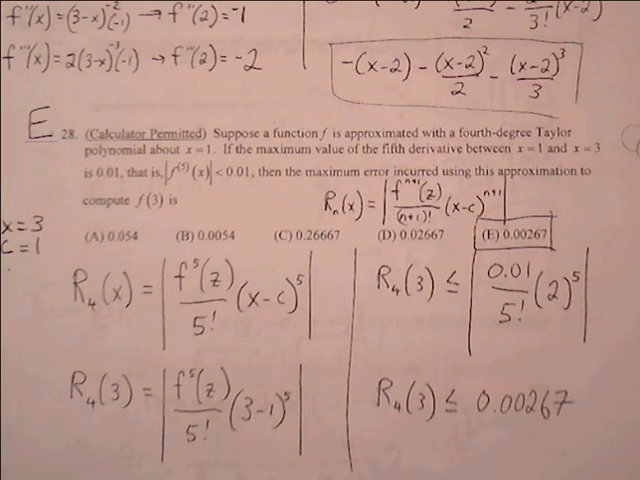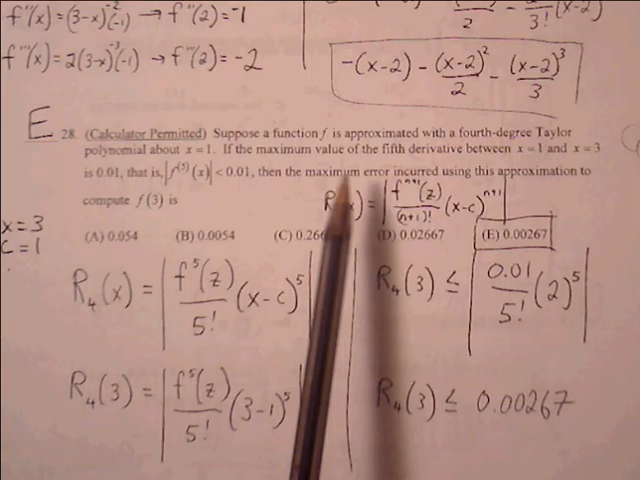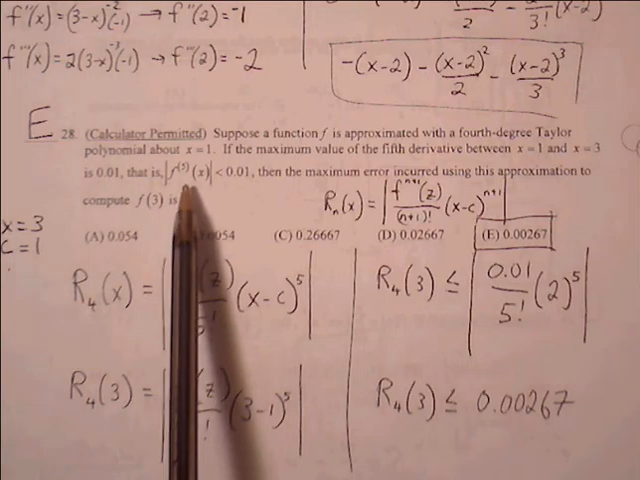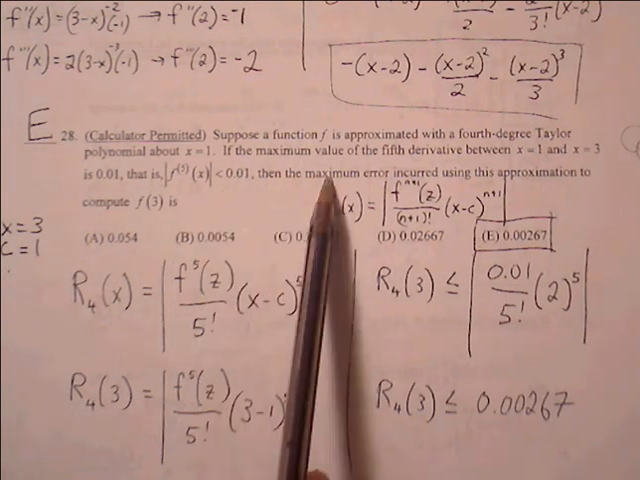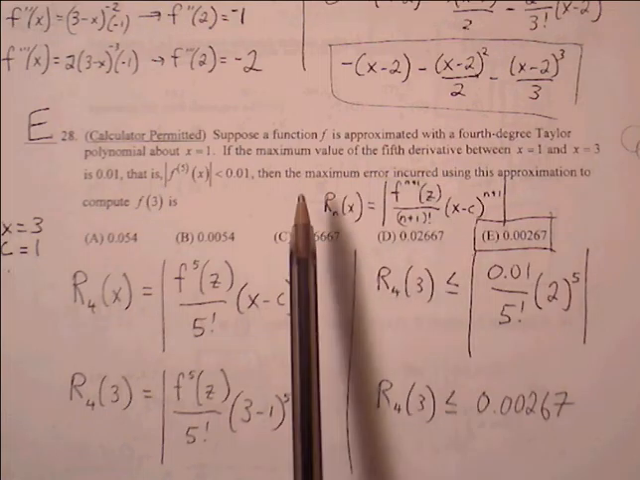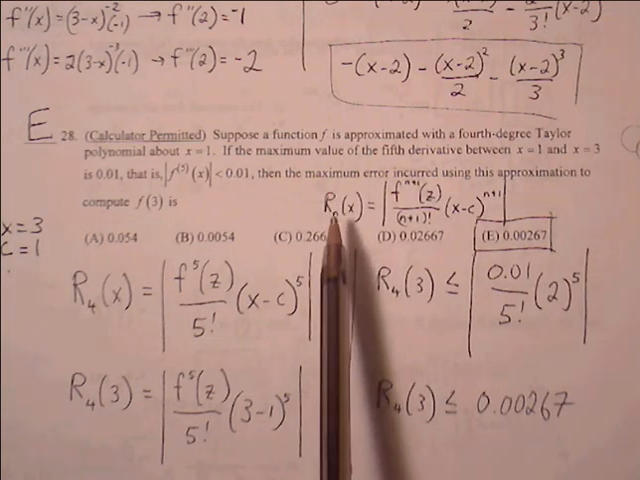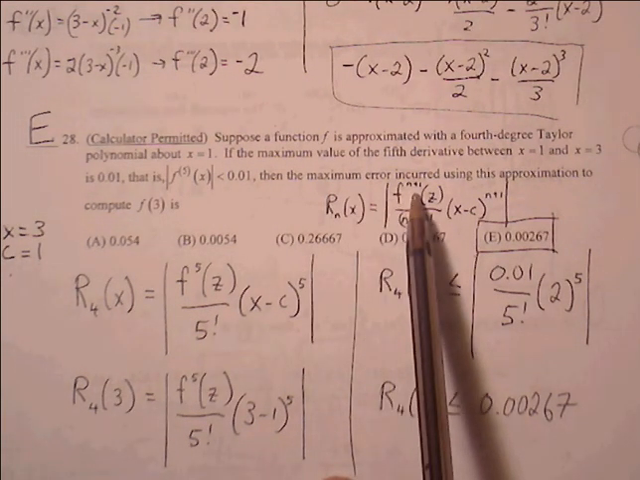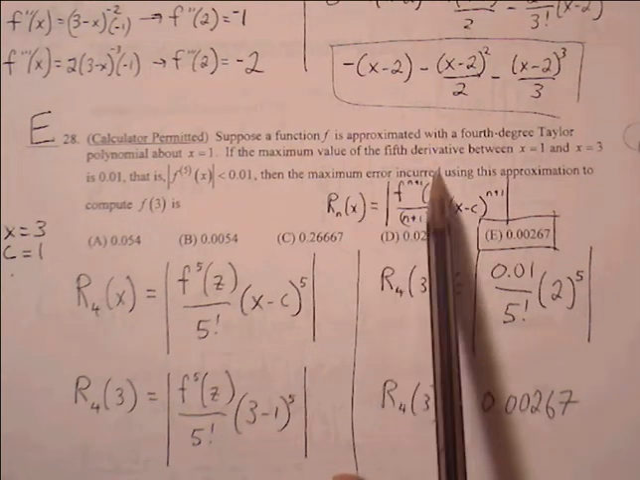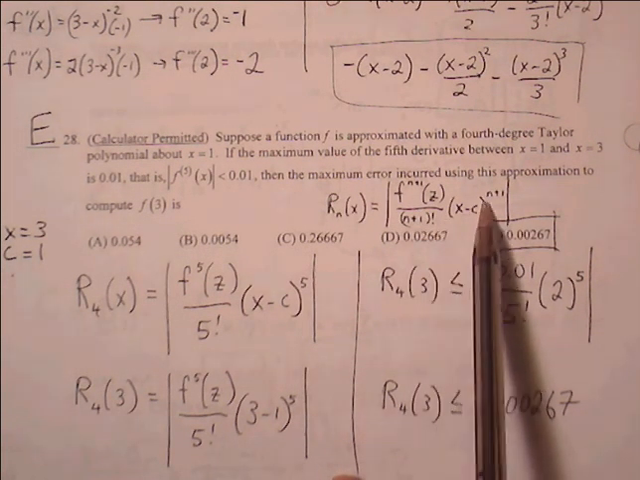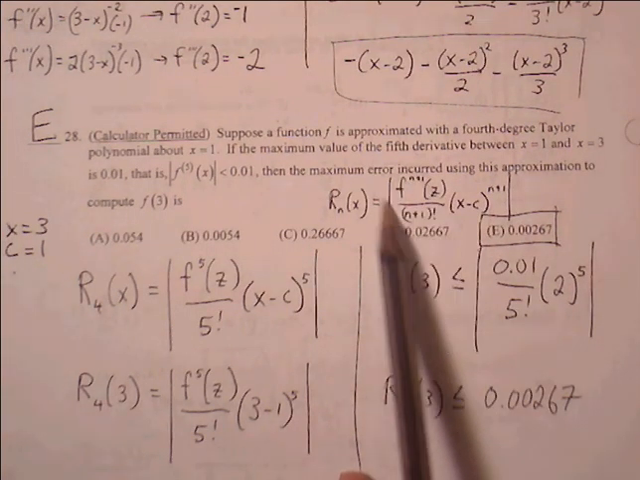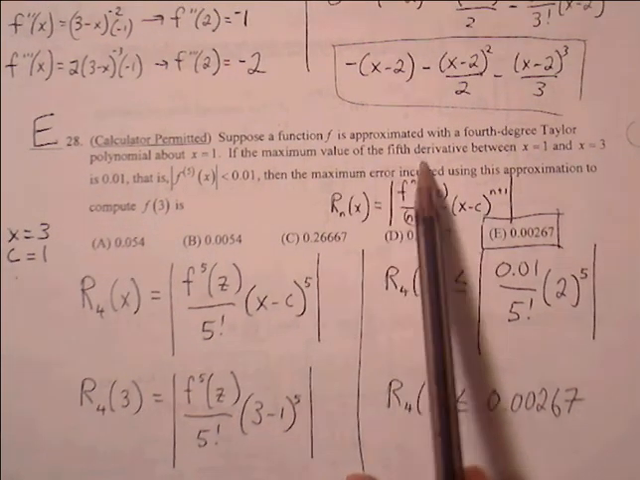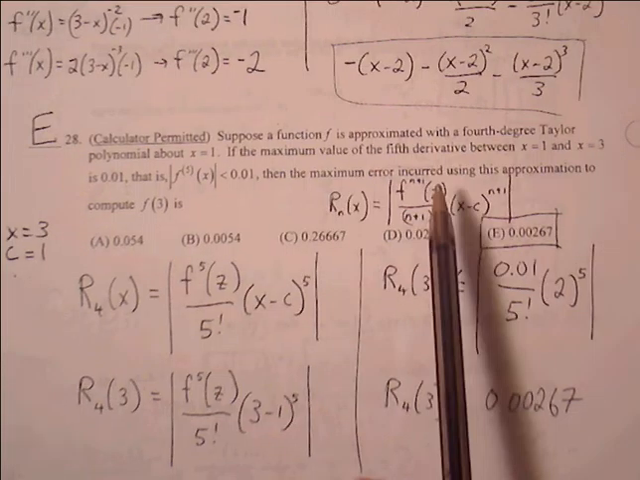28. Suppose a function is approximated with a fourth degree Taylor polynomial. If the maximum value of the fifth derivative between 1 and 3 is less than 0.01, then the maximum error is. So we can go through the remainder theorem. The remainder theorem says the remainder is going to be equal to the n plus first derivative evaluated at z, which we're trying to maximize, over n plus 1 factorial times x minus c to the n plus 1. Now, we know that the fifth derivative evaluated at x between 1 and 3 has to be less than 0.01. So we know a safe upper bound for this value will be 0.01.